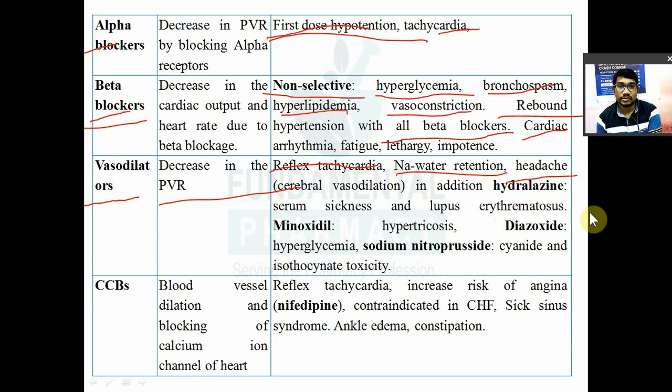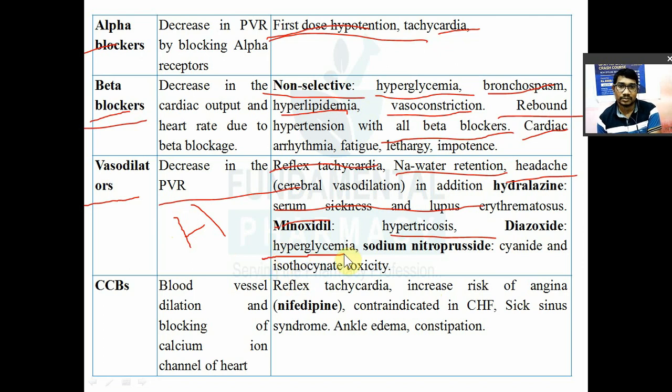So hydralazine will cause serum sickness and lupus erythematosus. Serum sickness and lupus erythematosus, they are caused by hydralazine. Then minoxidil. Minoxidil क्या करता है? It will cause hypertrichosis. Hypertrichosis मतलब क्या? Excessive growth of hairs, right? So if excessive growth of hairs is there in a female, फीमेल के चेहरे पे अगर एक्सेसिव ग्रोथ हो गया हेयर का, उसको अपन बोलते हैं हिर्सुटिज्म। So this minoxidil will cause hypertrichosis or hirsutism in the females. Diazoxide will cause hyperglycemia.